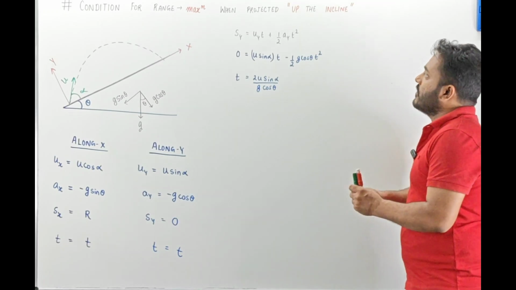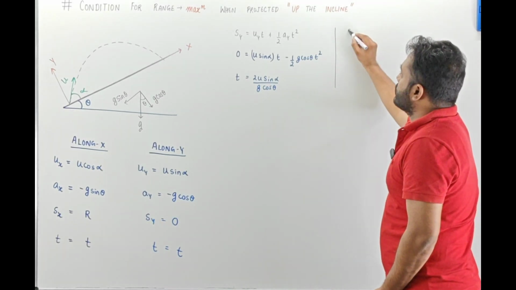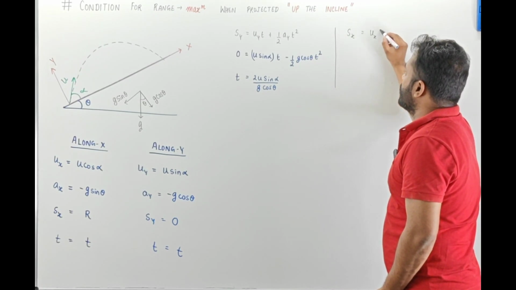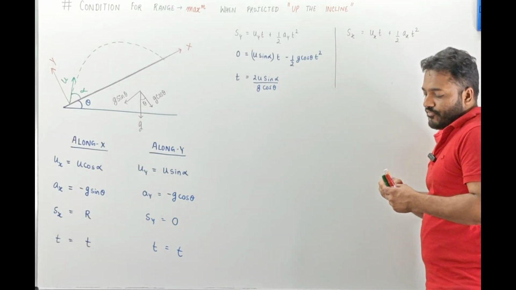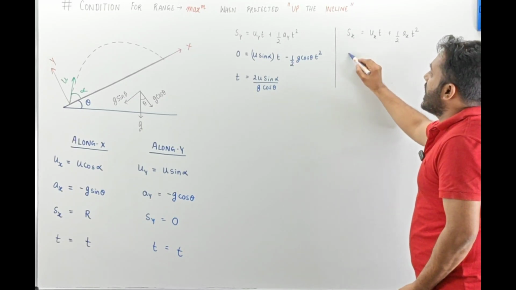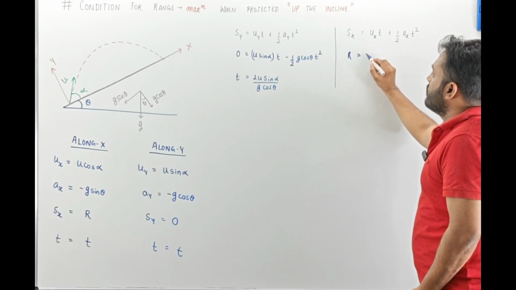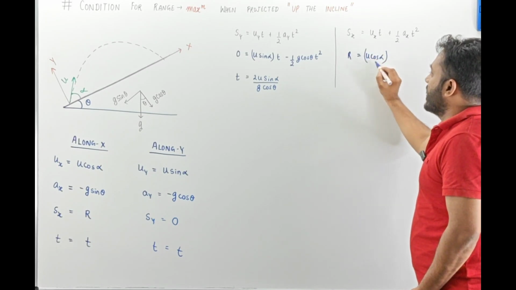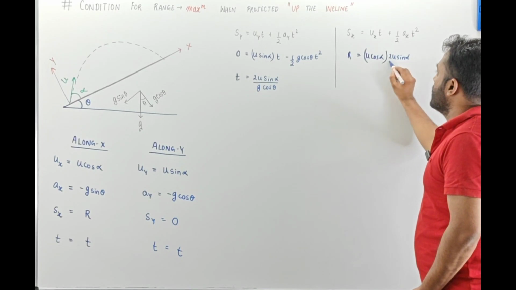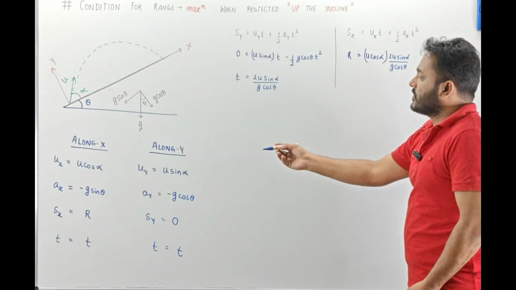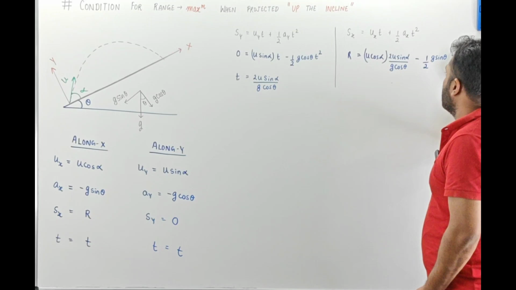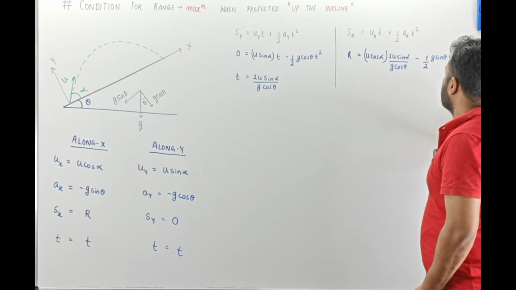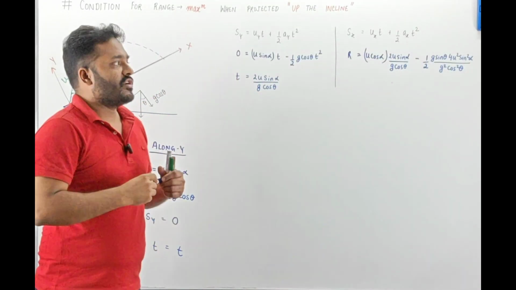And now if we solve along x-axis, displacement along x is equal to uxt plus half ax t square, and if we apply the formula for range, then we obtain R equals, along x-axis, u cos alpha followed by t, that is 2u sine alpha by g cos theta, and this time we have minus half g sine theta followed by t square, that is 4 times u square sine square alpha by g square cos square theta. So we have an equation like this for range.